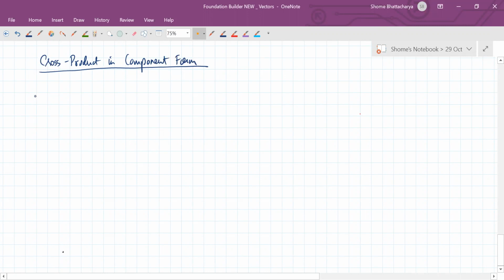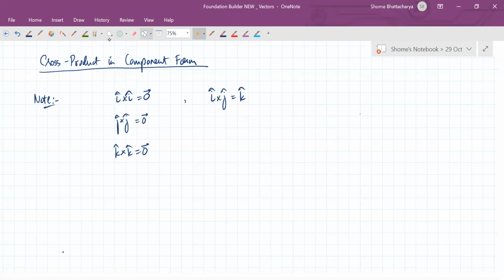So for that, first we will understand the unit vector cross product notation. I cross I will be 0 because they are parallel to each other. J cross J is also 0. K cross K is also 0, but I cap cross J cap is by definition K cap. Now how can we understand this?